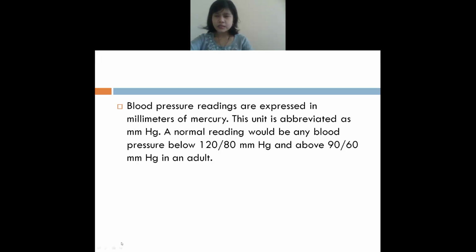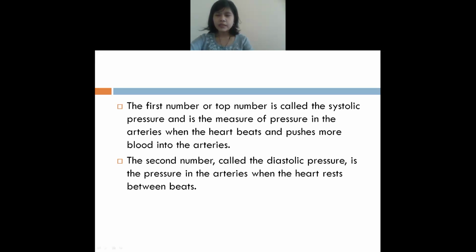And the second number, this one, 80, the downside portion, is known as diastolic pressure. We call it diastolic when your heart rests, means when your heart rests in between the beats. Your heart beats, isn't it? So when it takes rest, it is known as diastolic pressure. In simple words, systolic is when your heart pushes blood into the arteries, and diastolic means when it takes rest, when it is relaxed. Did you understand the difference between diastolic and systolic pressure?